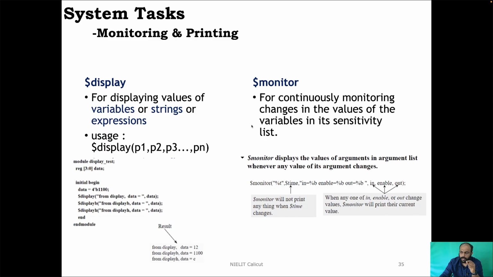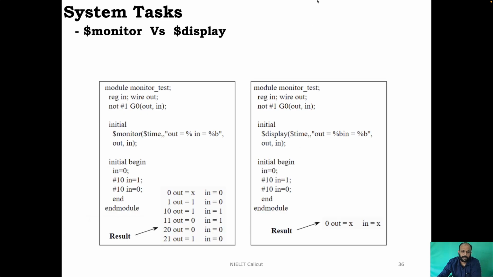$monitor, once invoked, will continuously monitor the values of the variables in its list until the end of the simulation, and whenever the value of any variable changes, the values of all will be printed. When any one of in, enable or out changes value, $monitor will print their current values. You can look at this example and reinforce what we have discussed so far.